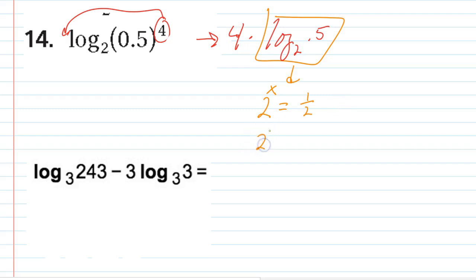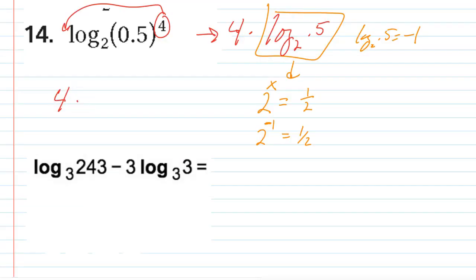Well, we should know that 2 to the power of a negative 1 exponent is equal to 1/2, because all we did was we took that 2 and we flipped it upside down. Negative exponents flip it upside down. That means we know that log base 2 of 0.5 is equal to negative 1. So that leaves us with 4 times negative 1, which is negative 4 as a final answer. So having an exponent on a log really isn't that difficult.